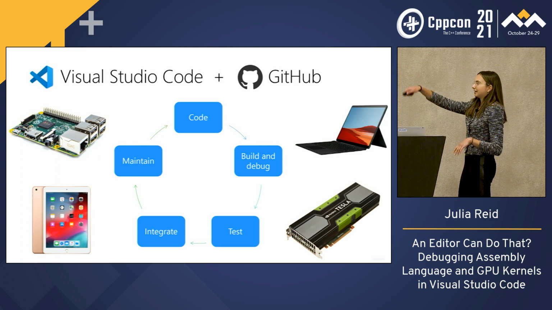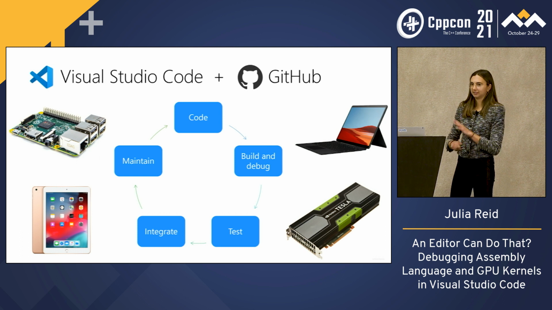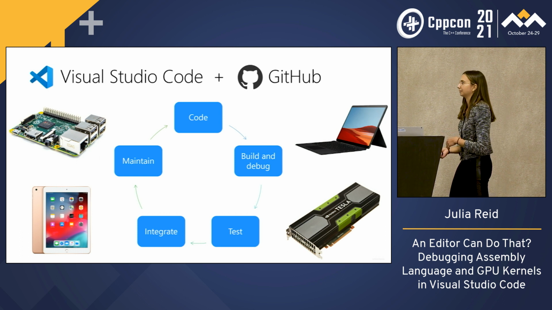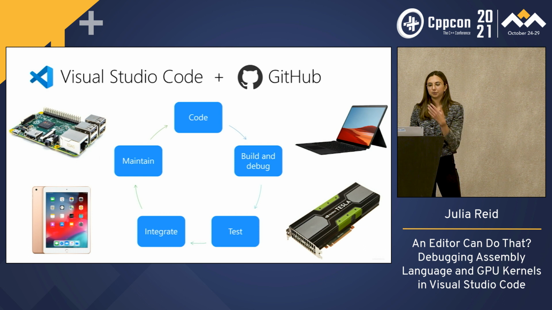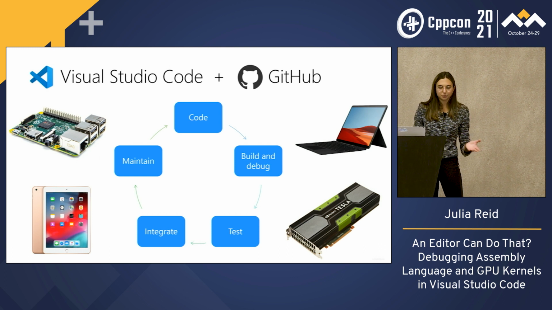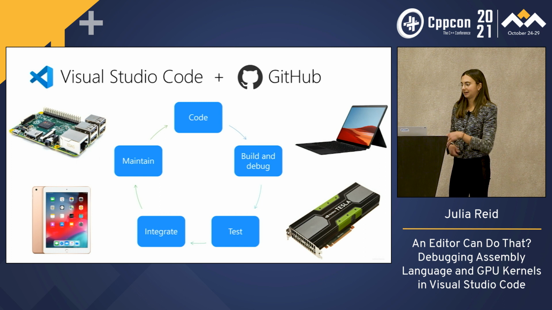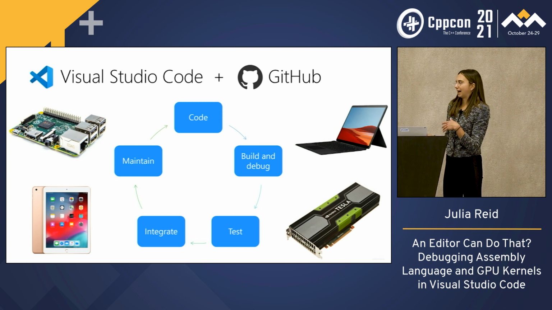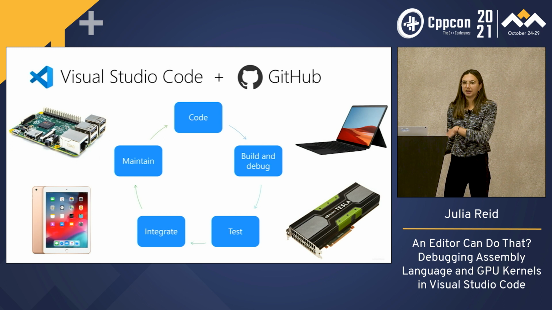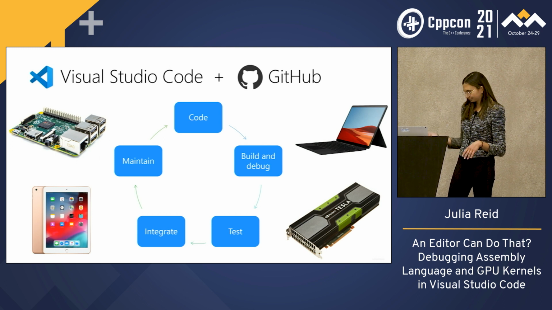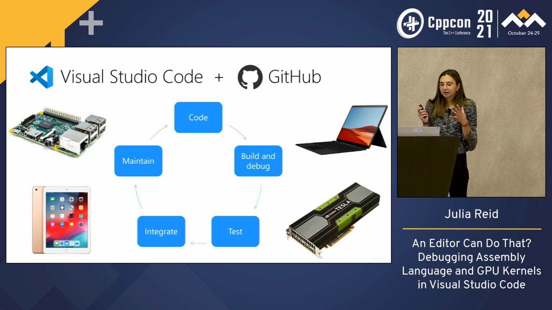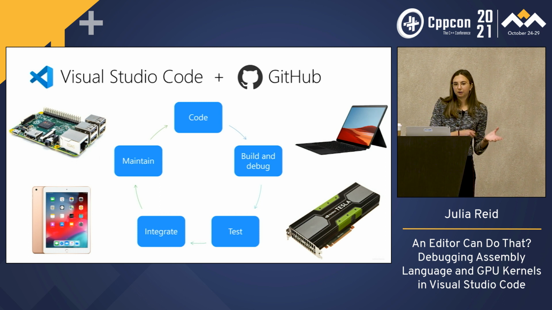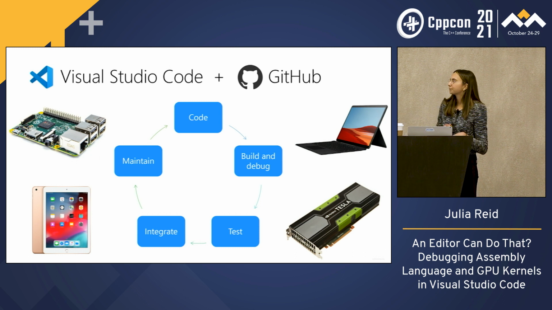So here we have the high-level lifecycle of a C++ application, or any application really, right? You write your code, you build and debug your project, you test your program in a continuous integration pipeline, and you maintain your program by making edits and committing those changes to version control, and the cycle repeats itself. So I want to talk a little bit more about testing your program in a continuous integration pipeline and how you can use GitHub Codespaces and GitHub Actions to do that in a very efficient workflow.